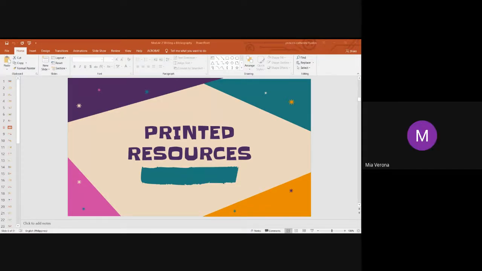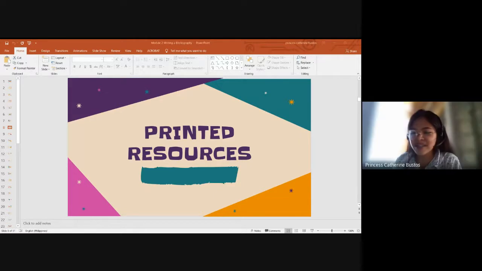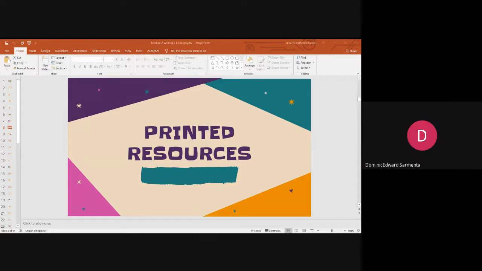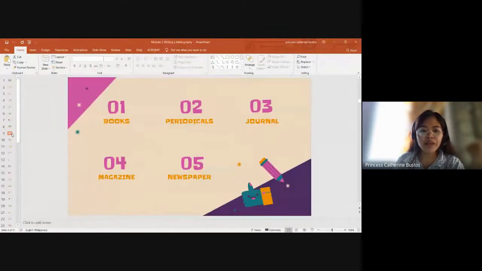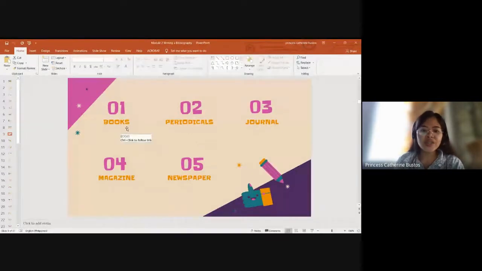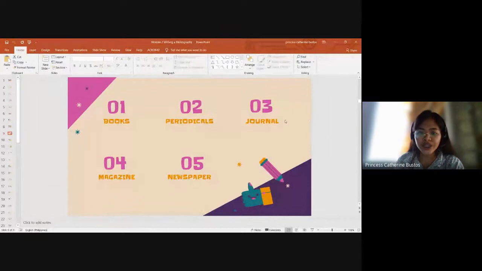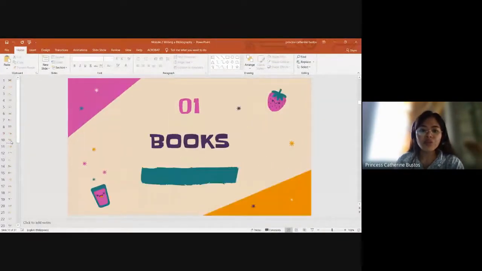Journals. Yes, journals. Okay, I think Mia also mentioned journals. Okay, let's discuss them one by one. So we have the first one, books, followed by periodicals, journal, magazine, and lastly, newspaper. Let us begin with books.